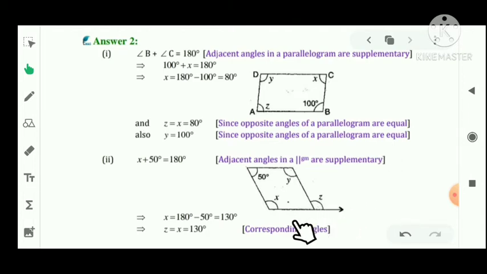Now let's see the second part answer. As we know that the sum of the adjacent angles is 180 degrees, that means x plus 50 degrees is equal to 180 degrees. So from here we can find the value of x. The x will be 130 degrees, and if the value of x is 130 degrees, similarly y's value is also 130 degrees. Why? Because they are opposite angles. And when we find the value of z, it will be 180 minus 50 degrees, that means 130 degrees. I hope now you are able to complete the rest of the parts of question number 2.